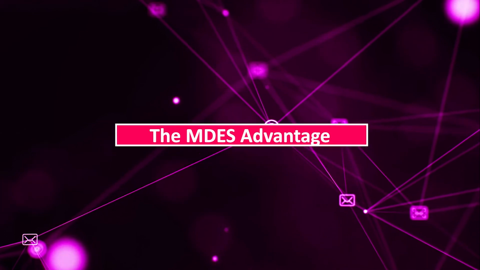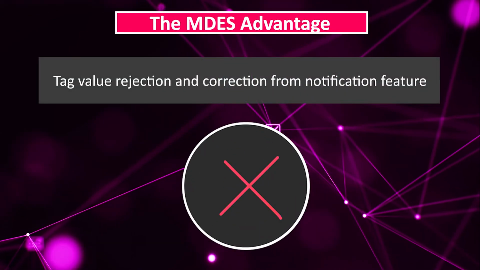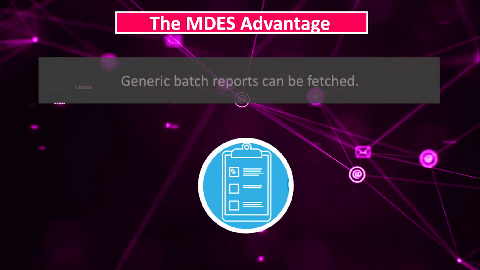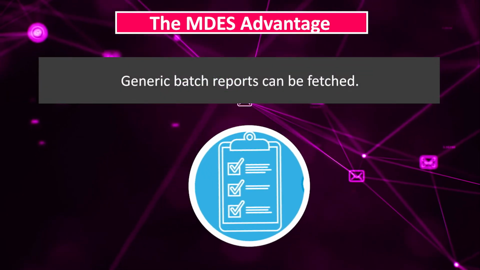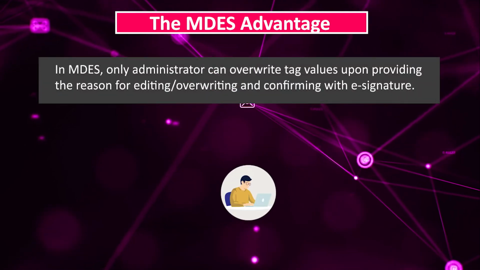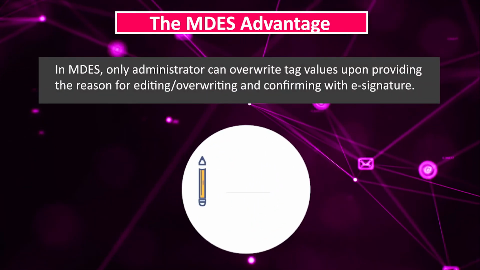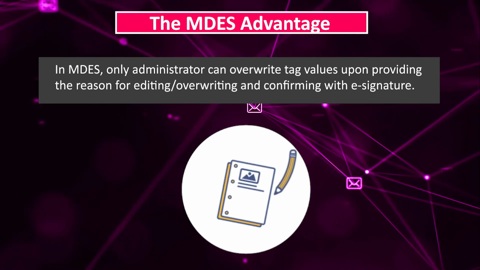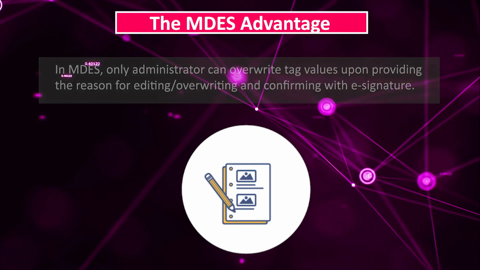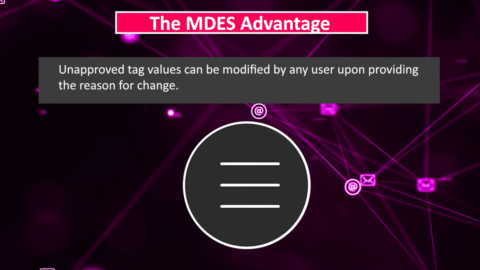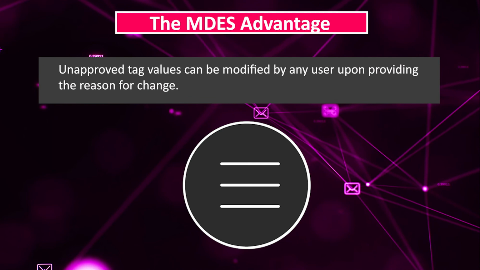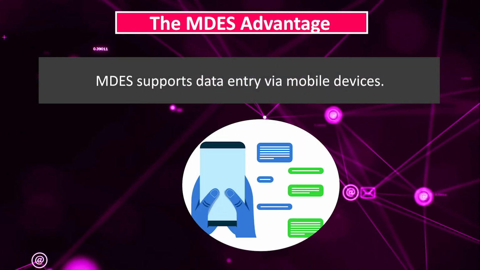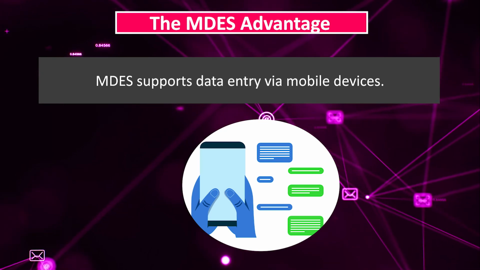The MDES advantage: 1. Tag value rejection and correction from notification feature. 2. Generic batch reports can be fetched. 3. In MDES, only administrator can overwrite tag values upon providing the reason for editing or overwriting and confirming with e-signature. 4. Unapproved tag values can be modified by any user upon providing the reason for change.